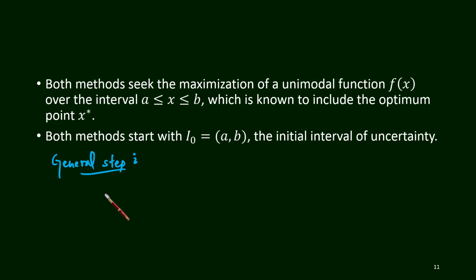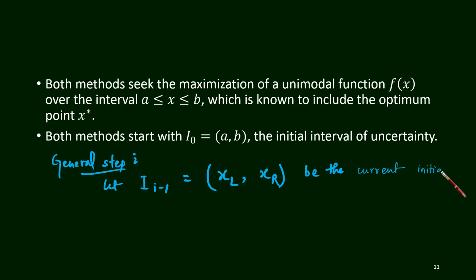So see here, let I(i-1) equal (xl, xr) be the current interval of uncertainty. Current or initial is the same only.